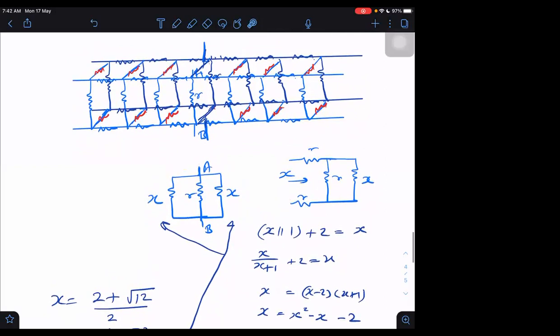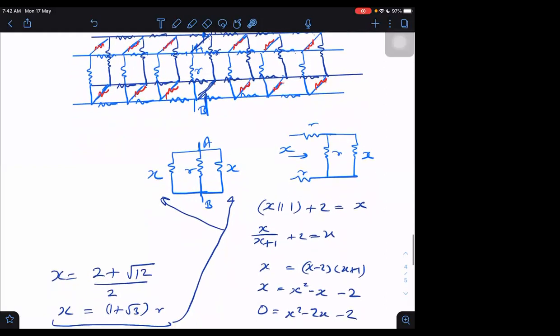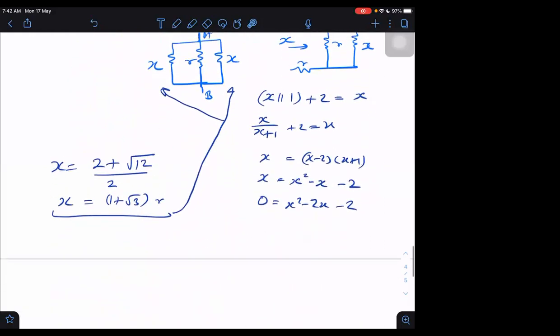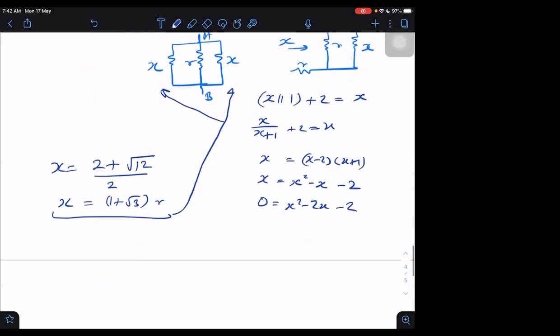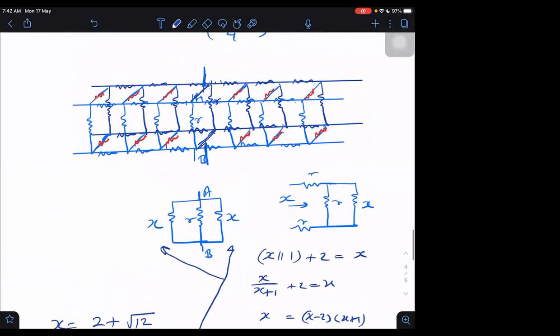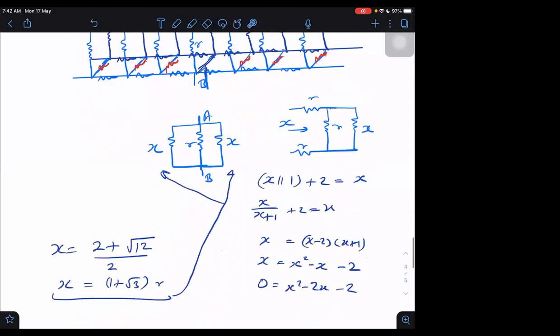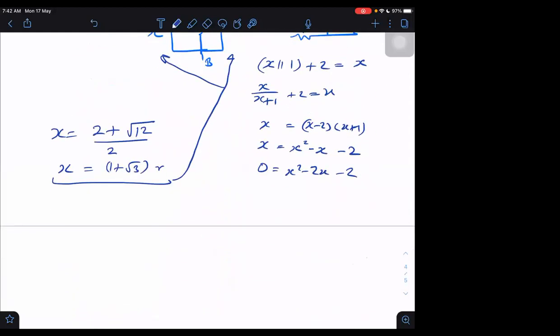R by root 3 coming, sir. At last, complete this 4. Let us check once what we are getting. Yes, sir. R by root 3 on this, X by R 2, by root 3. 1 plus root 3 by 2 in parallel with the 1. In parallel with 1 means into 1 upon 1 plus root 3 by 2 plus 1.